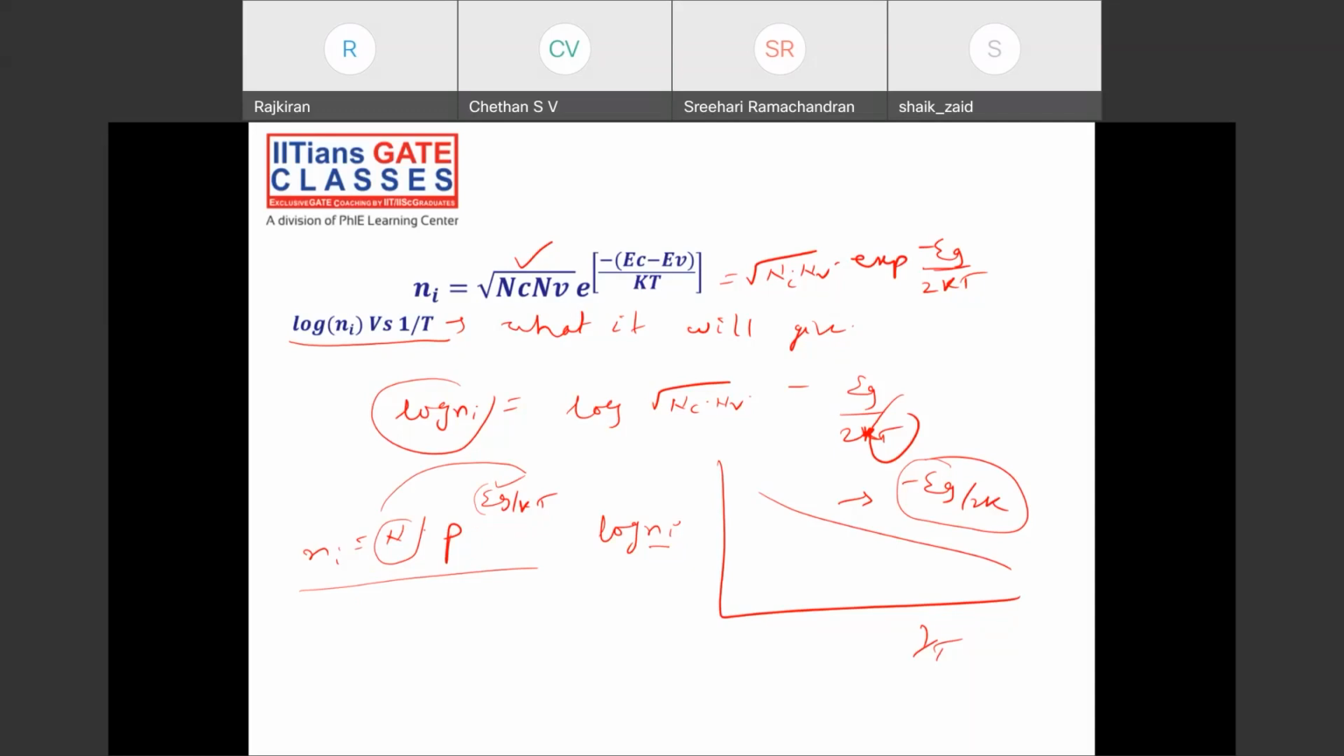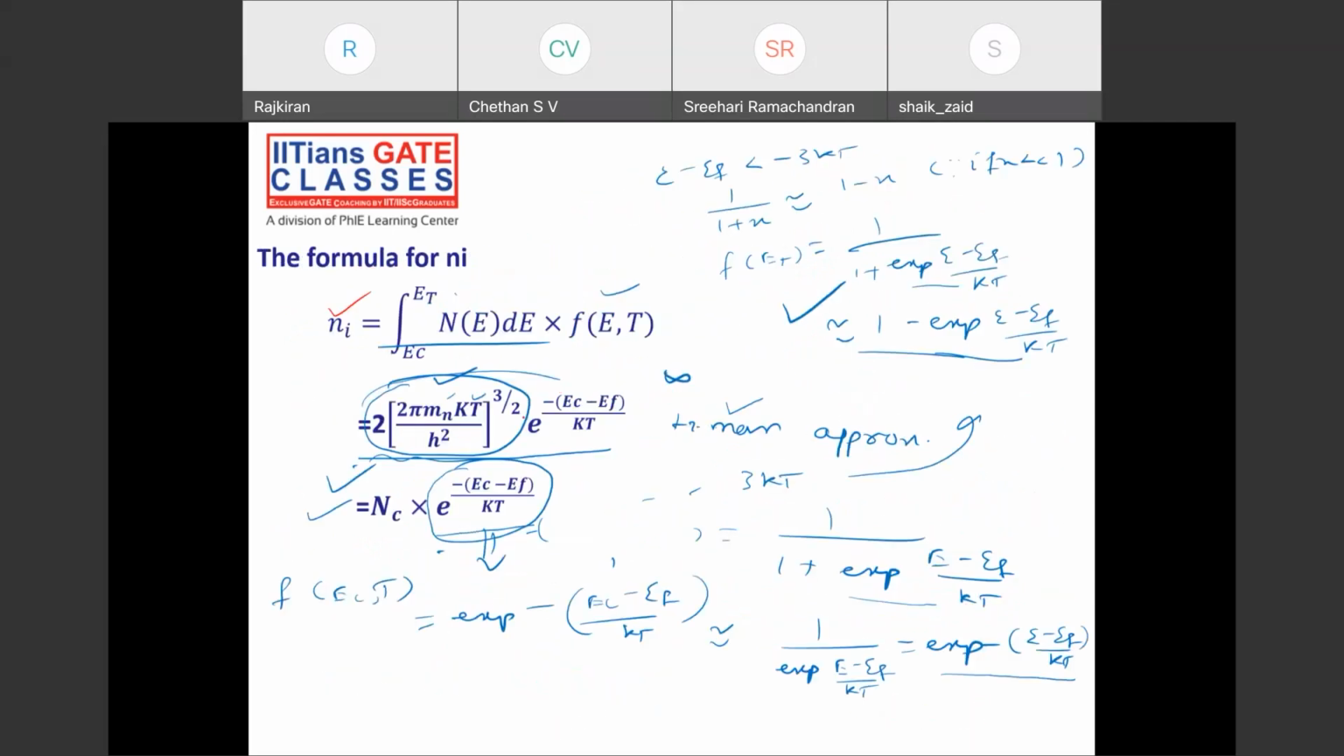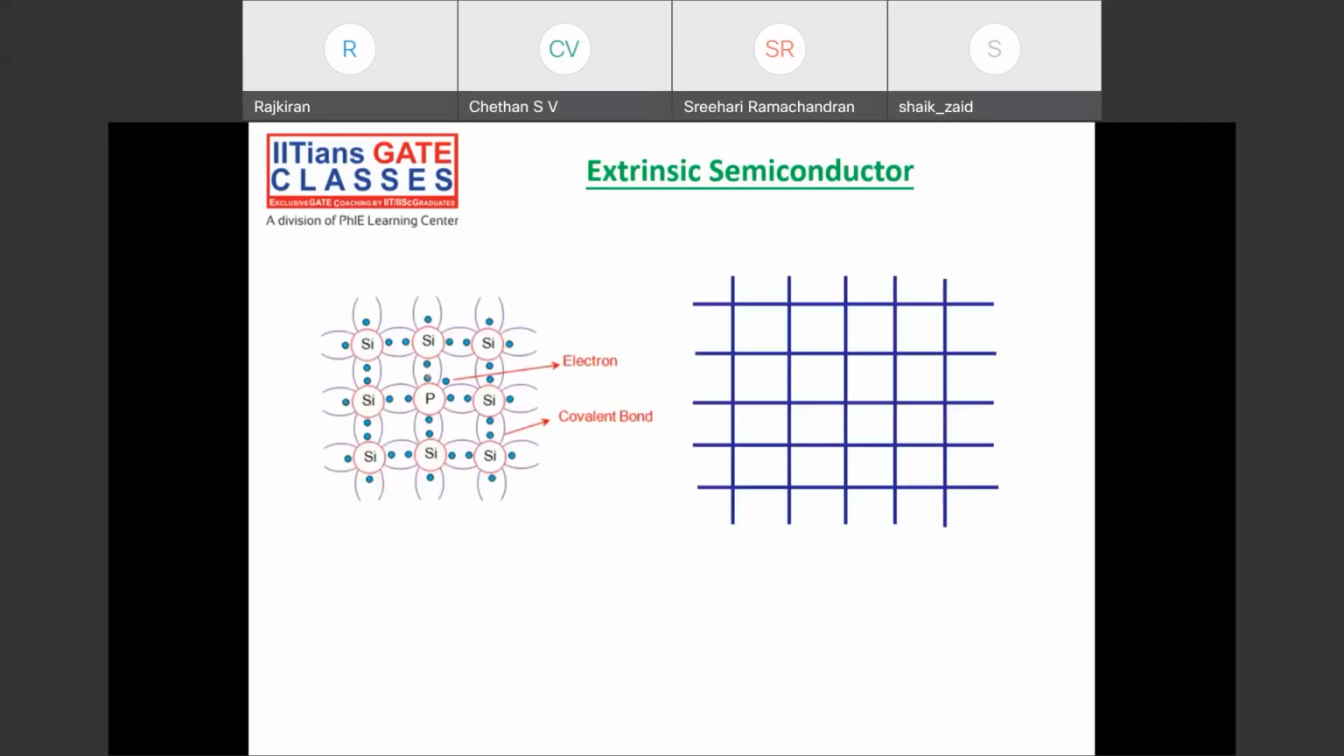With this thing, you remember that Nc and Nv are not constant. Nc depends upon T to the power of 3 by 2. Similarly, Nv depends upon T to the power 3 by 2. Also, remember that the mass in Nv is the effective mass of hole, and in Nc it is the effective mass of electron. One question will come in your exam.